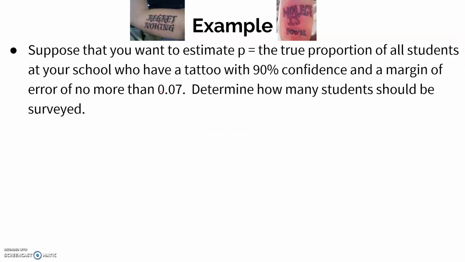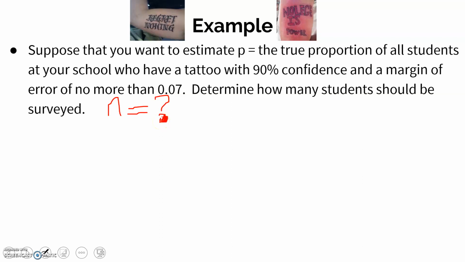All right, so we're going to go ahead and skip that slide. But here's an example that we're going to try out. It says, suppose that you want to estimate P, the true proportion of all students at your school who have a tattoo, with 90% confidence and a margin of error of no more than 0.07. How many students should be surveyed? So in other words, what is our N? How many students do we need to survey? What should our sample size be?